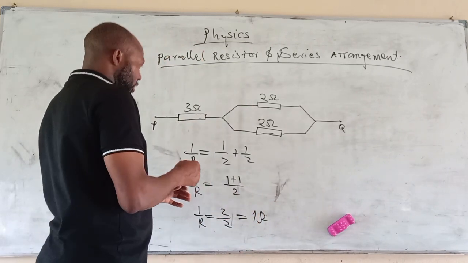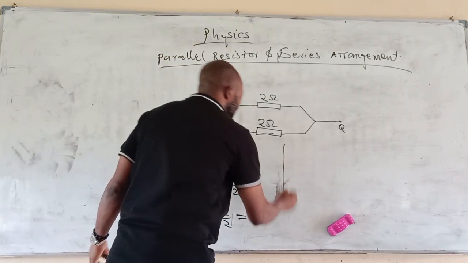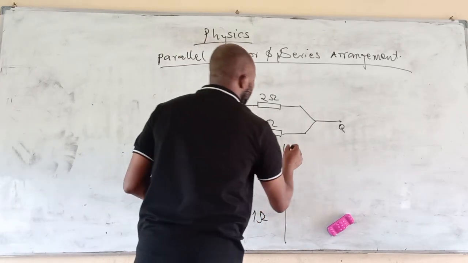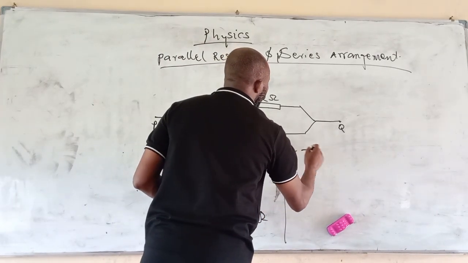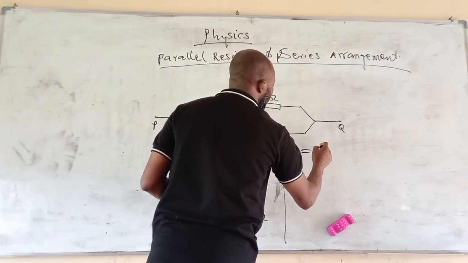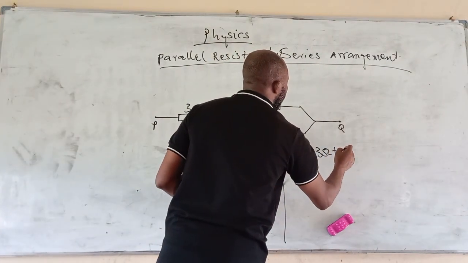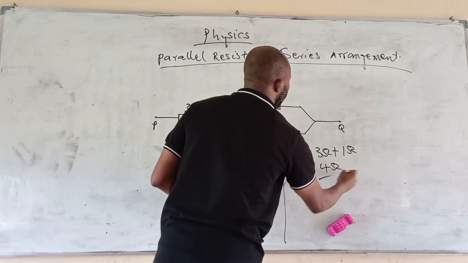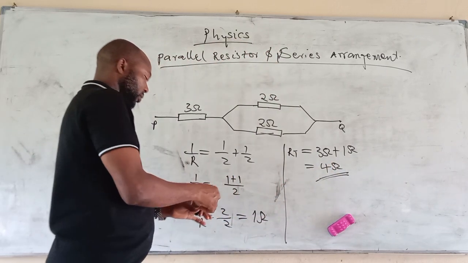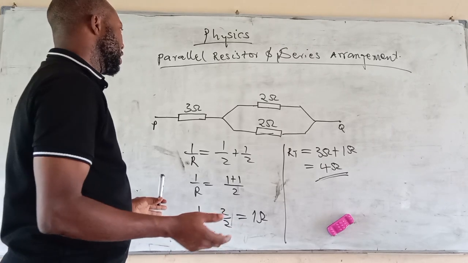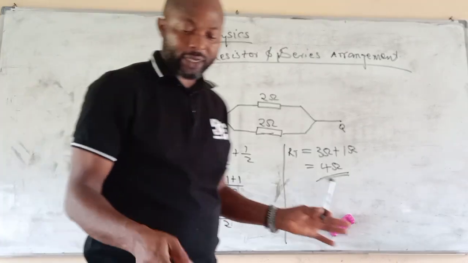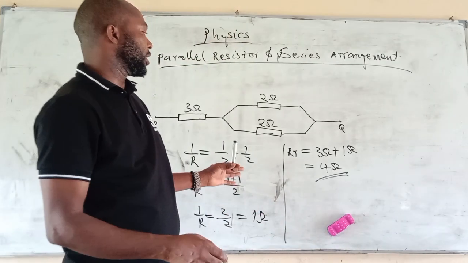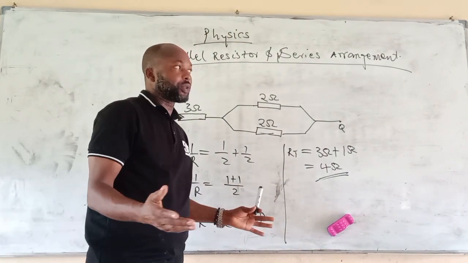So now we've got that to be 1. The parallel resistance gave us 1, so we'll add that with the series. Now R total will be that of series, which is 3 ohm, plus that of parallel, which is 1 ohm. And this is 4 ohms. So the effective resistance between P and Q in the diagram shown above is 4 ohms.